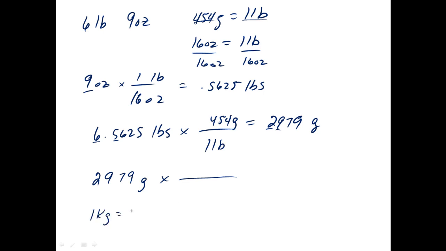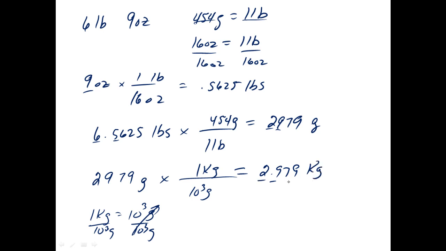1 kilogram is equal to 10 to the third grams. Kilo means 10 to the third. So we divide both sides by 10 to the third grams. That makes this our conversion factor. So 1 kilogram over 10 to the third grams, and we get 2.979 kilograms. Now there's only 2 significant figures, 1, 2, and the 7 is greater than 5, so that rounds this 9 up to a 10, which rounds this 2 up to a 3, so my final answer is 3.0 kilograms as the mass of the baby.